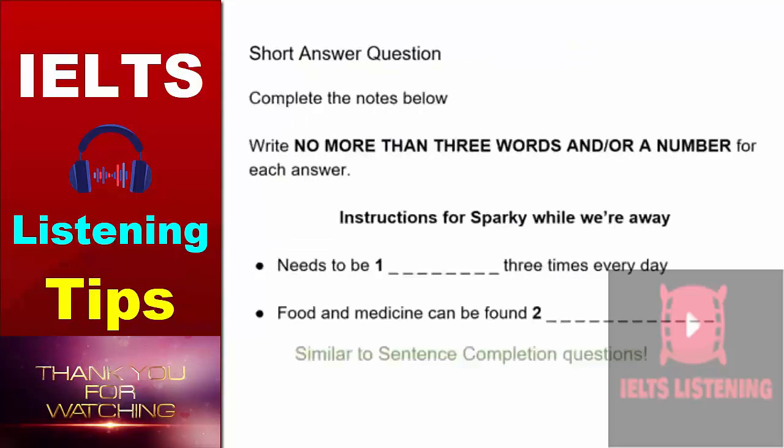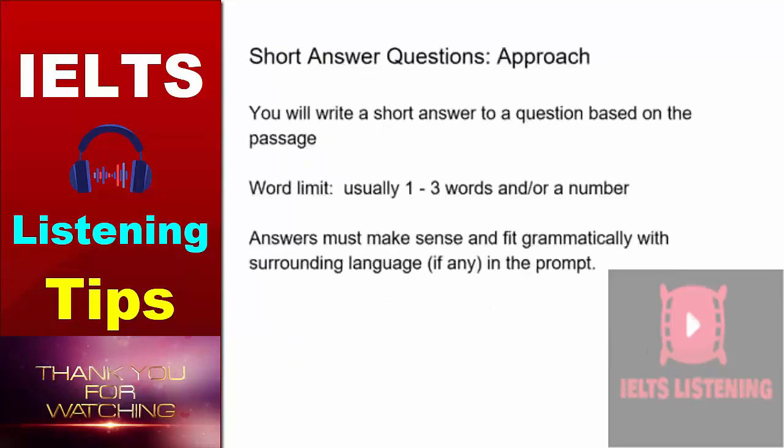So if we look back to the second question type here, where it says needs to be blank. Okay, our answer will need to make sense grammatically in that particular phrase. Okay, number 2, food and medicine can be found blank. Okay, same thing. The word or words you select need to make sense. They need to fit logically and grammatically in this surrounding information. Okay, then back to our approach.